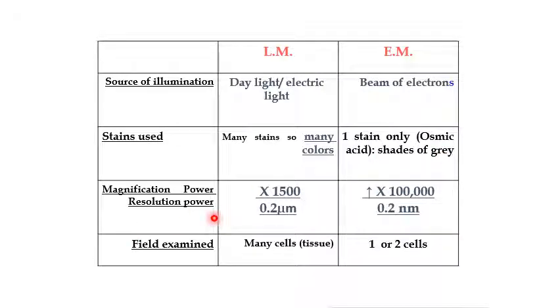The magnification power of the light microscope is 1000 or 1500, and the resolution power is 0.2 micrometer. While with the EM I can magnify more than 100,000, and the resolution will be 0.2 nanometer. The field examined by the light microscope, I can see many cells; by the EM, I can see one or two cells or even part of one cell.